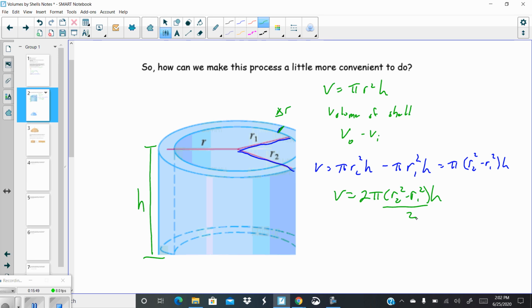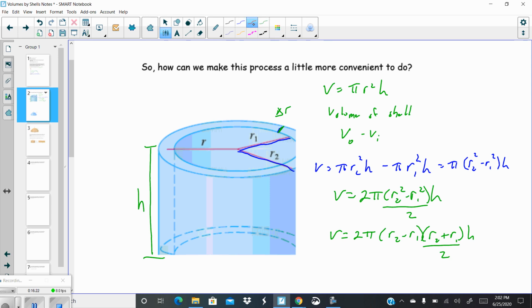This R2 squared minus R1 squared is the difference of squares, so that can factor. So we're going to get the volume here to be 2 pi, and then it'll be R2 minus R1, R2 plus R1, h, and I have to divide it somewhere by 2, so I'm actually going to put the divided by 2 underneath the R2 plus R1. It didn't really matter where I put it, but I am putting it there for a specific reason.